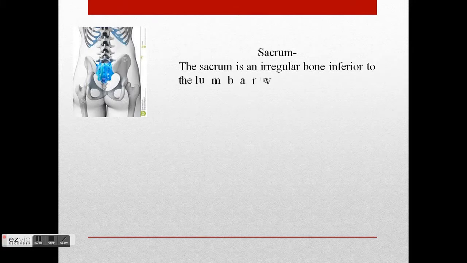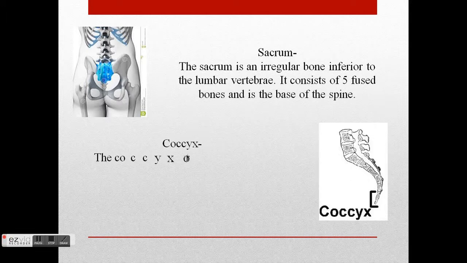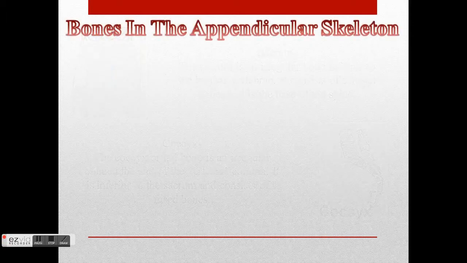The sacrum is an irregular bone inferior to the lumbar vertebrae. It consists of 5 fused bones and is the base of the spine. The coccyx, or tailbone, is an irregular bone at the end of the vertebral column. It is inferior to the sacrum and consists of 4 fused bones.